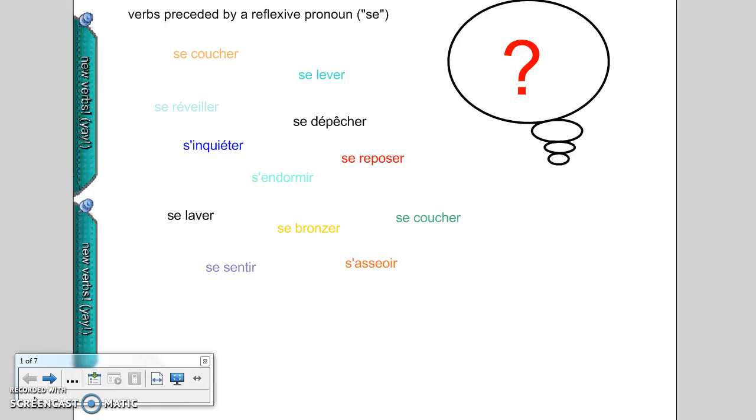A reflexive verb can be recognized by the reflexive pronoun that you see in front of it. When it's in its infinitive form, it still has the reflexive pronoun, and it's in third person, and that's se. So we have verbs like se coucher, se réveiller, s'inquiéter, se laver, se sentir, se lever, se dépêcher, s'endormir, se reposer, se bronzer, s'asseoir, se coucher. And of course, there are so many other ones that you learned in French 3 that aren't listed here, but that you might know.